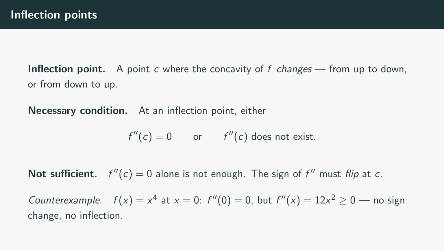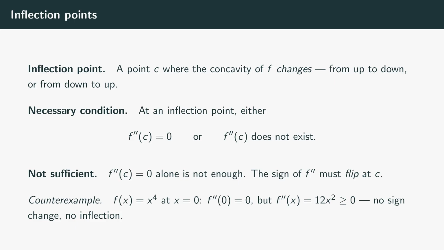Inflection points. An inflection point is a place where the concavity of the function changes. The curve was smiling, and now it's frowning, or vice versa. The curvature flips sign. Necessary condition: at any inflection point c, either f double prime of c equals 0 or f double prime of c fails to exist. Both kinds are possible candidates, but this is necessary, not sufficient. You also need the sign of f double prime to actually change as you cross c.